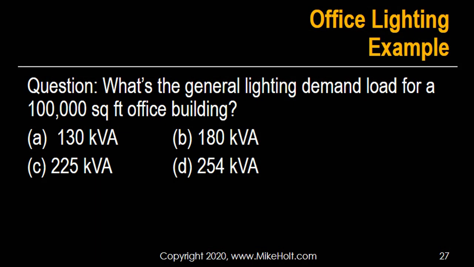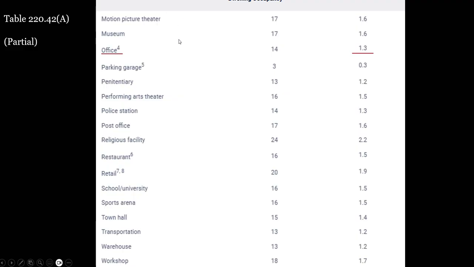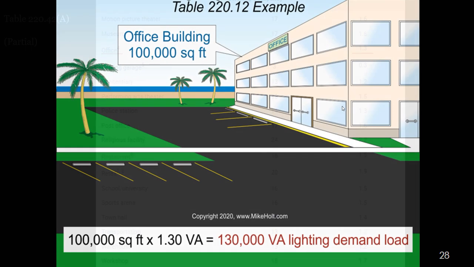So, got a little example here. What's the general lighting demand load for a 100,000 square foot office building? Well, an office building is calculated at 1.3 volt-amperes per square foot, and that's Table 220.42(A). So 100,000 square feet times 1.30 VA is 130,000 VA lighting demand load.